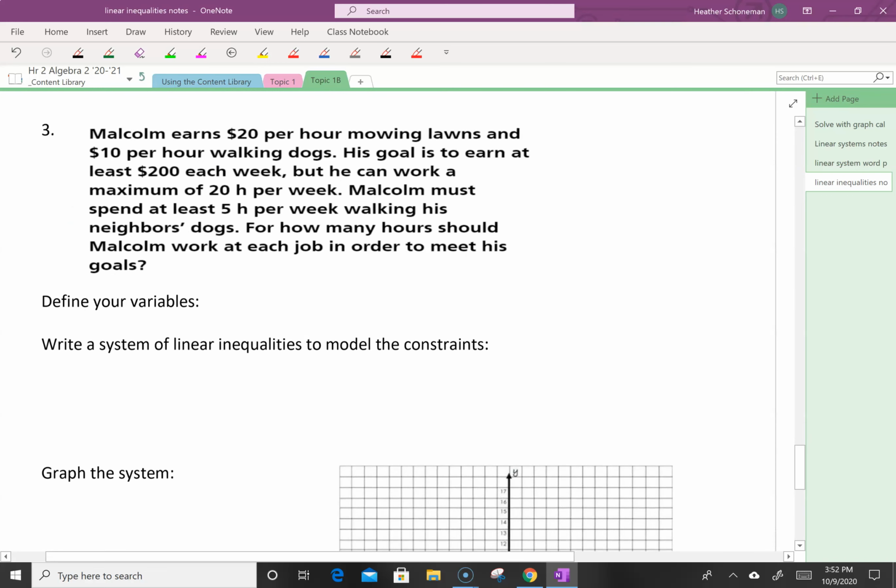So Malcolm can earn money mowing lawns and walking dogs. So our goal is to figure out a system of inequalities that will allow us to figure out how to meet all the different constraints that Malcolm has. Well, there's 2 things that Malcolm can do. He can walk the dog and mow the lawn. Since mowing the lawn is listed first, I'm going to say x equals the number of hours mowing. Walking the dog is second, so I'm going to say y equals the number of hours dog walking.